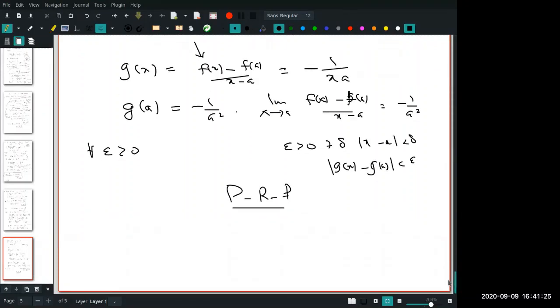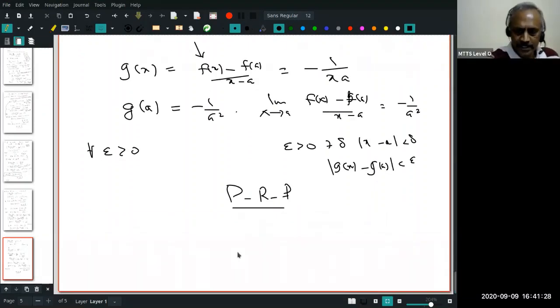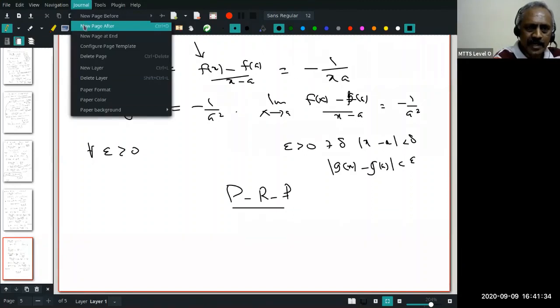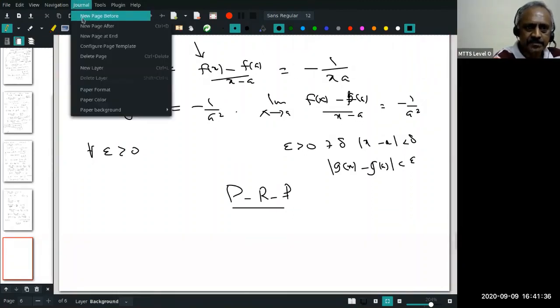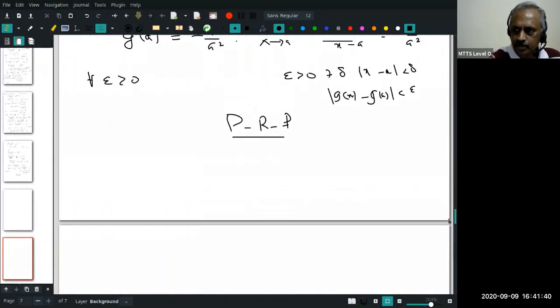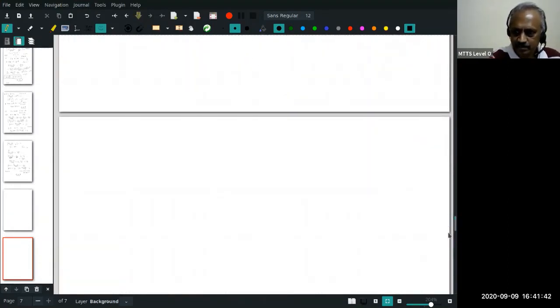Okay. So we can do a few more things, but before going, I want to do a very, very useful characterization of differentiation.